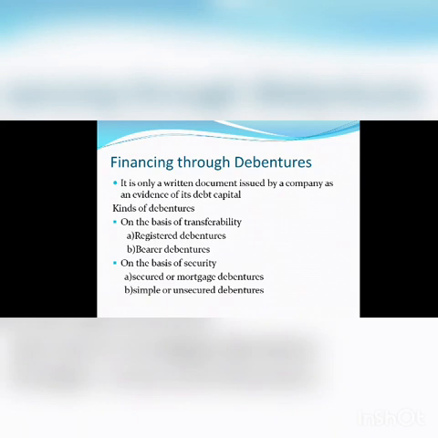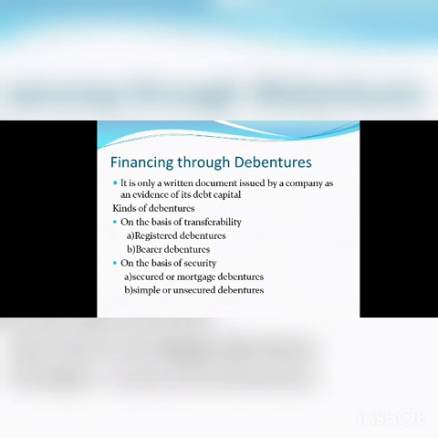So, financing through debenture. It's a long-term source of finance. ഇതൊരു റിട്ടേൺ ഡോക്യുമെൻ്റ് ആണ്. അത് ഇഷ്യൂ ചെയ്യുന്നത് കമ്പനി ആയിരിക്കും. ഡെപ്റ്റ് ക്യാപിറ്റലിൻ്റെ എവിഡൻസ് ആയിട്ട് കമ്പനി ഇഷ്യൂ ചെയ്യുന്ന റിട്ടേൺ ഡോക്യുമെൻ്റ് ആണ് ഡിബഞ്ചർ എന്ന് പറയുന്നത്. ആ ഡിബഞ്ചറിൻ്റെ റിട്ടേൺ എന്ന് പറയുന്നത് ഫിക്സഡ് റേറ്റ് ഓഫ് ഇൻട്രസ്റ്റ് ആയിരിക്കും. ആ പ്രിൻസിപ്പൽ എമൗണ്ട് ആ സ്പെസിഫൈഡ് പീരീഡ് കഴിയുമ്പോൾ പേ ബാക്ക് ചെയ്യേണ്ടതാണ്.